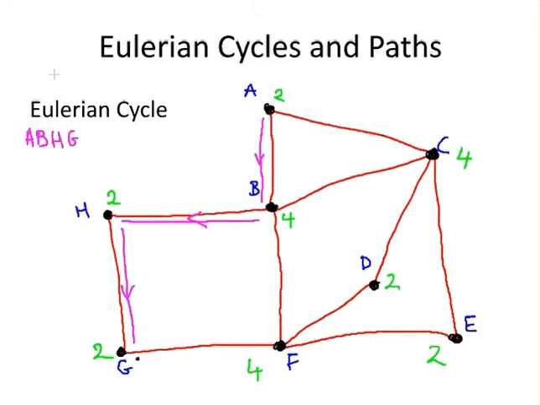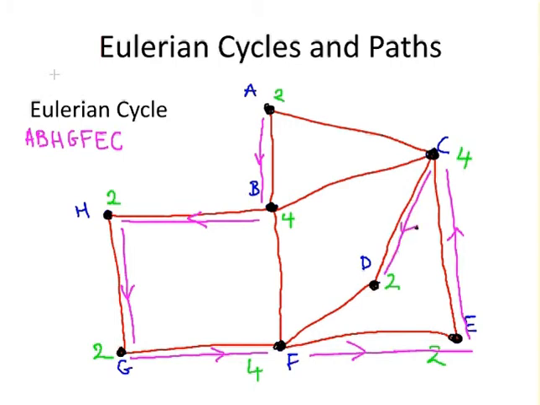H and G. Now I'm going to go from G to F to E to C, around the perimeter. G, F, E, and C. Now I'm going to go back down to F. I can visit a vertex any number of times, it's just that I can only use each edge once. So D and F.